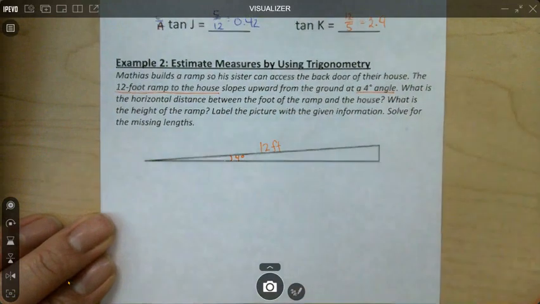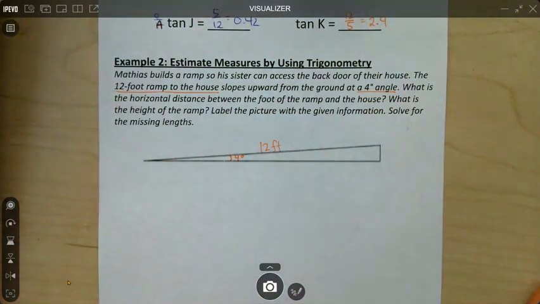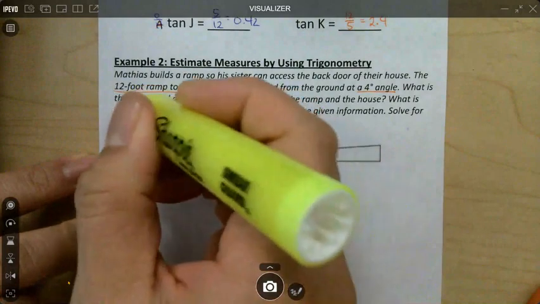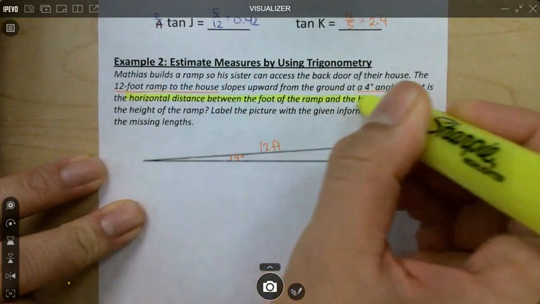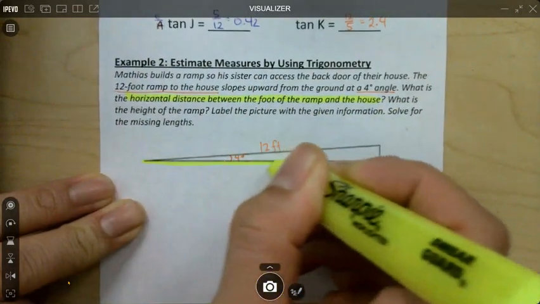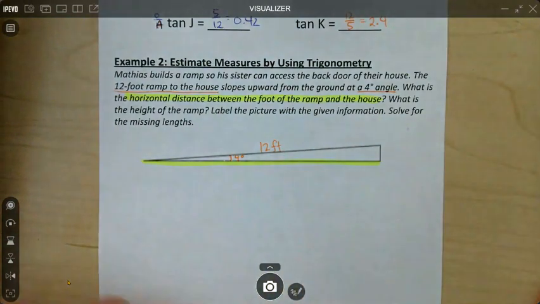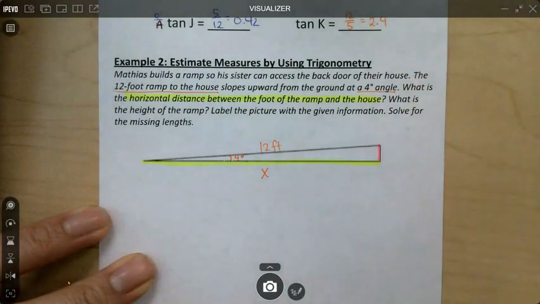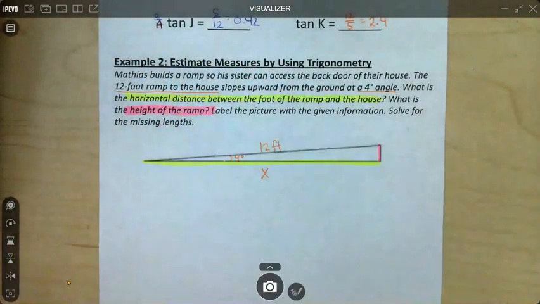Okay, there's two measurements we're solving for. We were solving for the horizontal distance between the foot and the house. That's going to be this bottom side here, so we'll go ahead and call that x. And then we're also solving for the height of the ramp, which we can call y.